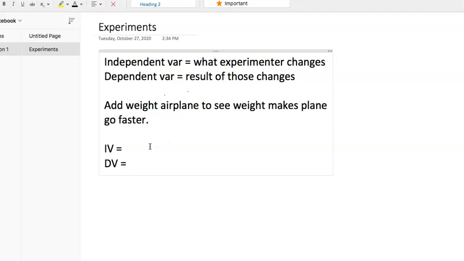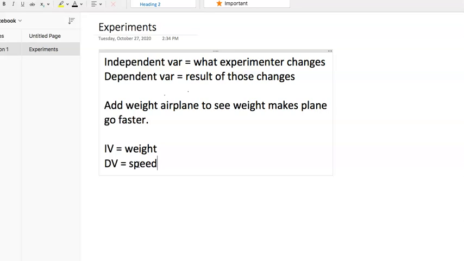Okay, independent variable: what is it that the experimenter is going to change? Hopefully it's pretty obvious that it's going to be the weight, because it says right there, add weight to airplane to see if it makes it go faster. So the weight is the independent variable that the experimenter is going to change. What is the dependent variable? What is the result that we're looking at? It's going to be speed. Did it go faster or did it not? That's going to be the dependent variable.